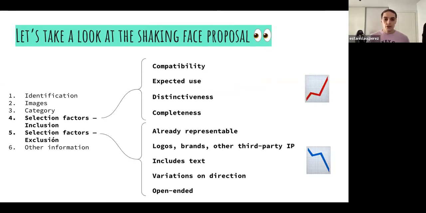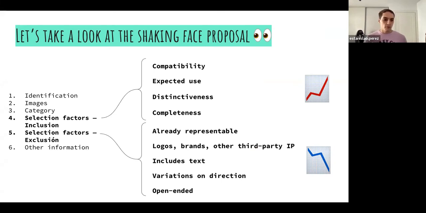And then we have to talk about the selection factors, both inclusion and exclusion. Here we are going to tell Unicode why we think that our proposal, our emoji, should be in the next version of Unicode. First, we are going to go through the inclusion factors. Here we are going to talk about the compatibility.